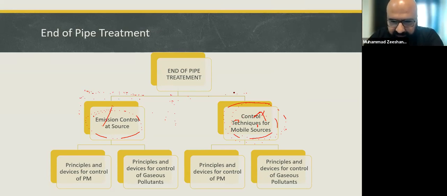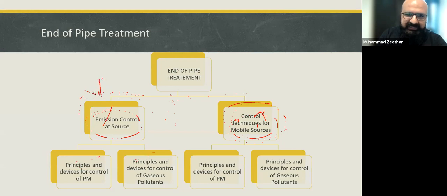And another thing that we have to understand is that because the nature of the particulate matter and the gaseous pollutant is extremely different, that is why we also divide the technology into two categories. One is for gaseous pollutant controls, and the other one is for PM control. So we are going to divide the rest of our talk into four parts.